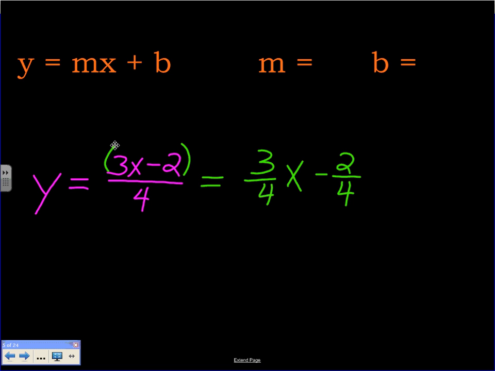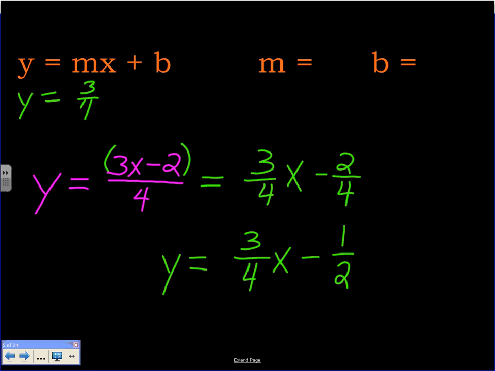And from here, we know y is equal to 3 over 4x minus, what does 2 over 4 reduce to? It reduces to 1/2. And now we are in mx plus b form. Y equals 3 over 4x minus 1/2. You notice the m is the slope, which is 3/4, and b is the y-intercept, which is negative 1/2.